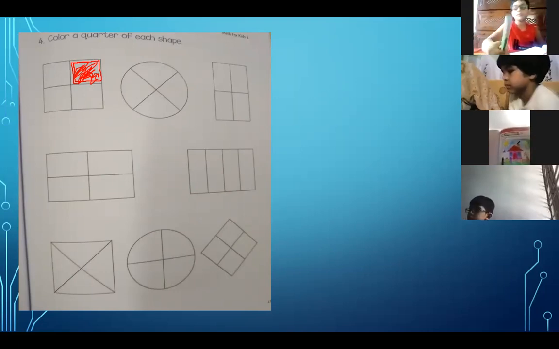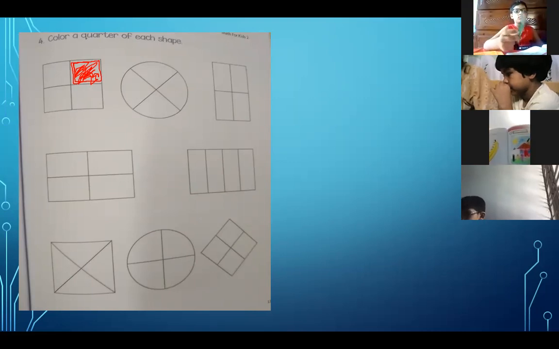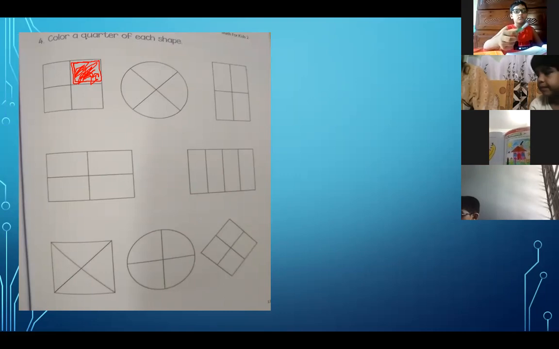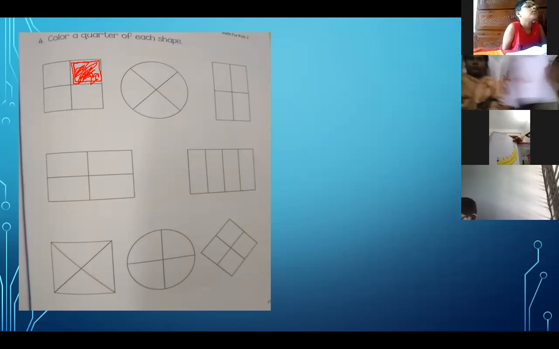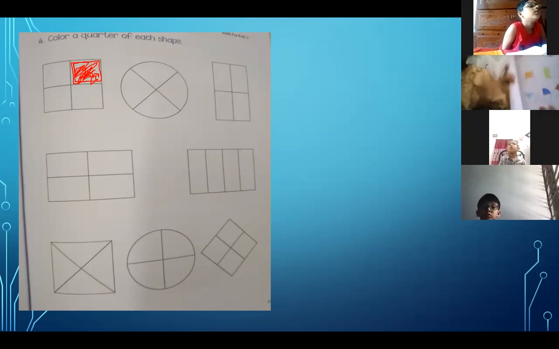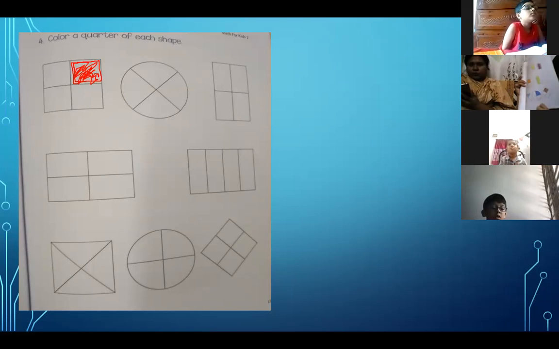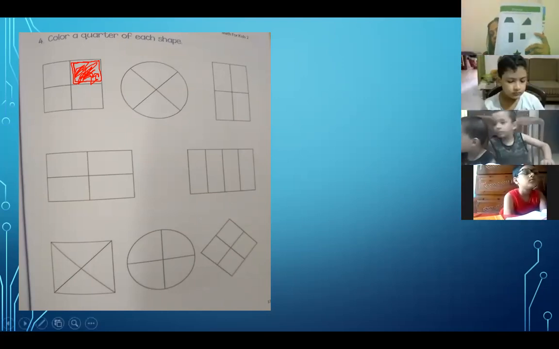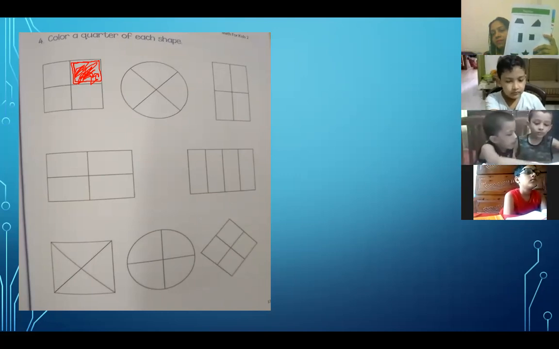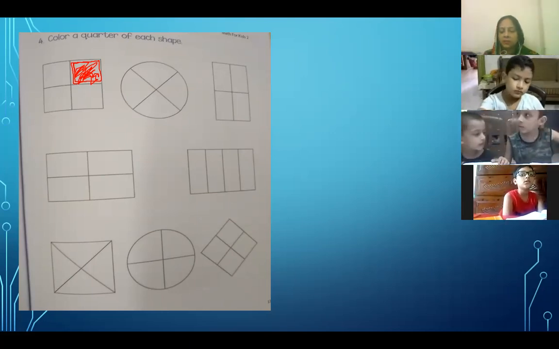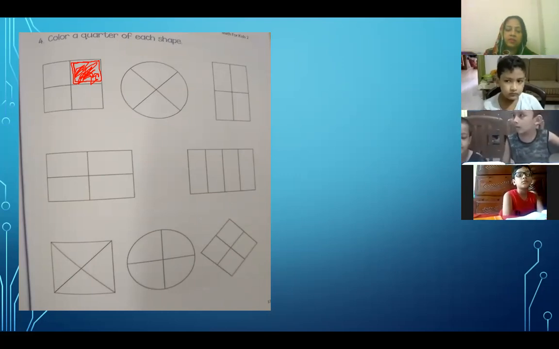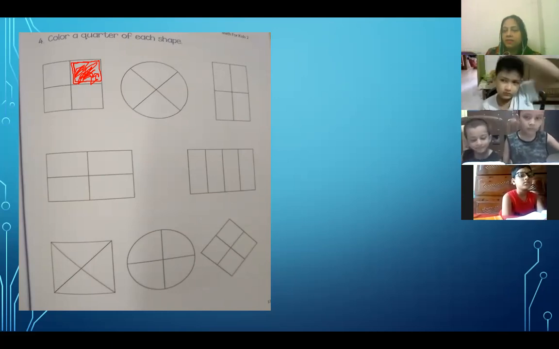Now we are in section, okay? Good. Let's open our practice book. Page number is 21. You see this? This is from our second book. Okay. Let's see what it asks. Circle the shapes that have half color in. Which is half color? Okay. Let's circle the picture and let me see.